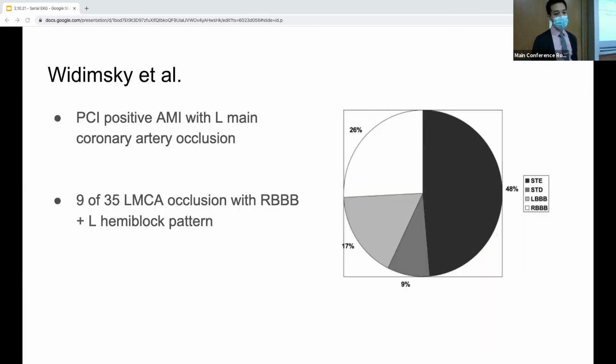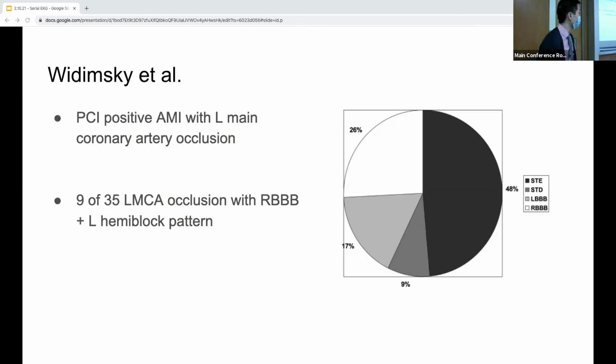Okay, and so just kind of touching again on the importance of these non-ST elevation, quote unquote, findings. There was a study actually done by this person, Annette, where they did PCI on patients with acute MIs and who were found to have left main coronary artery occlusion.